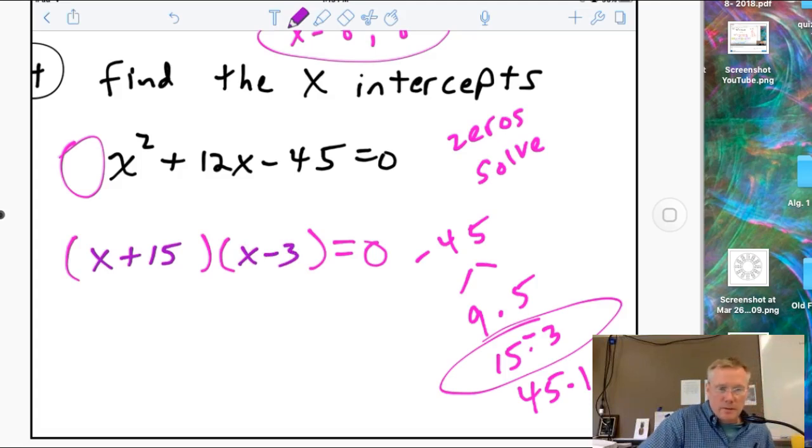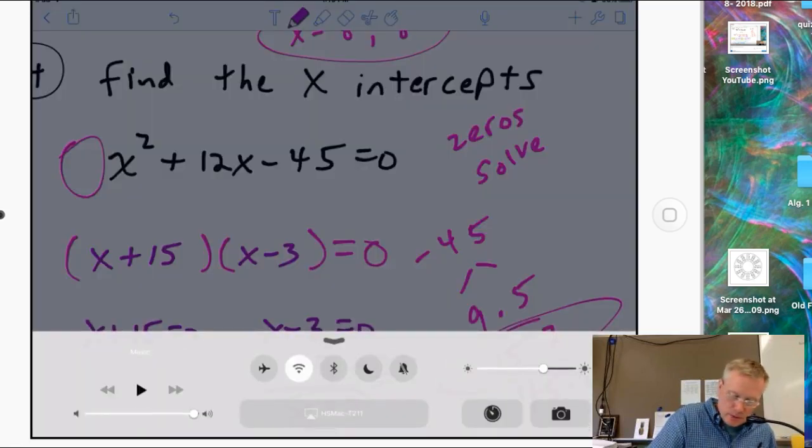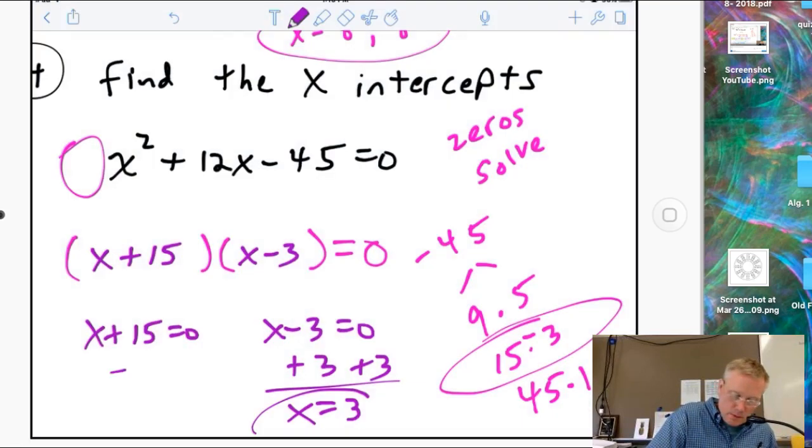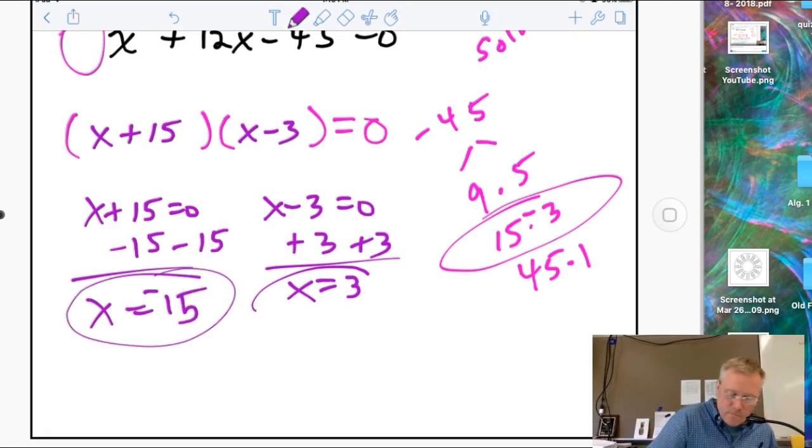And now solve it. I'm not done. Don't write 15 and negative 3 as your answers because that's not right. It's actually the opposite signs. Go x plus 15 equals 0. x minus 3 equals 0. And then solve. So I get x equals 3 and x equals negative 15. Okay, and those are my two answers.